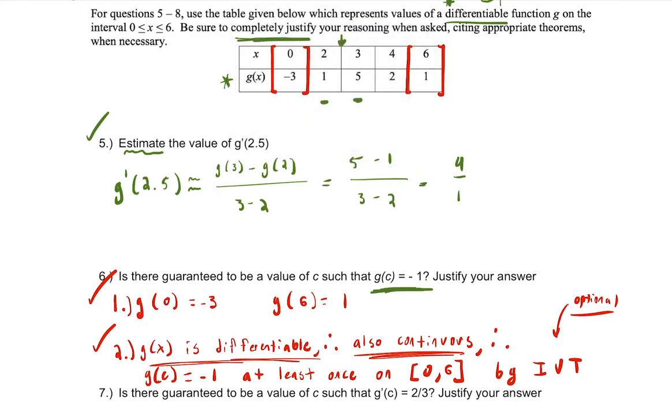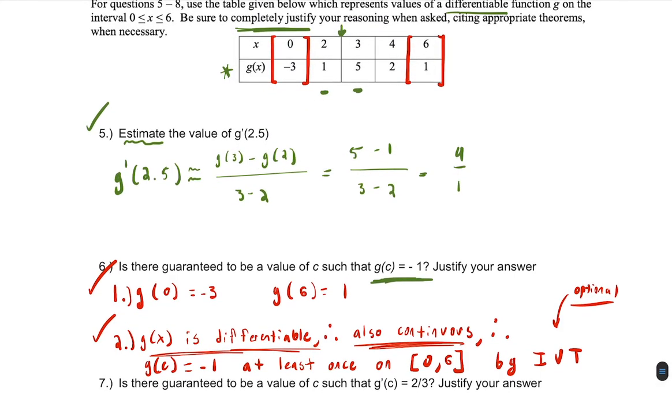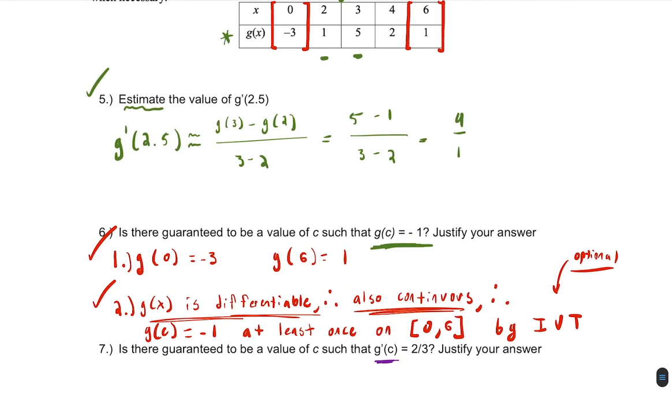Okay, so the trickier one here. Is there guaranteed to be a value c such that g prime of c, right? So this is my derivative. This is my instantaneous rate of change. My derivative equals 2/3. And your clue that this is going to be an MVT problem is that you are not given a single value of g prime of x. You are not given a single value of it. So the only way we can prove its existence is using the mean value theorem.